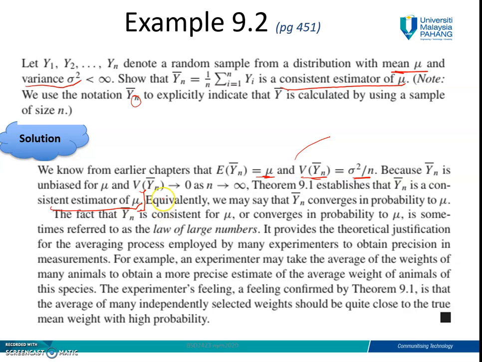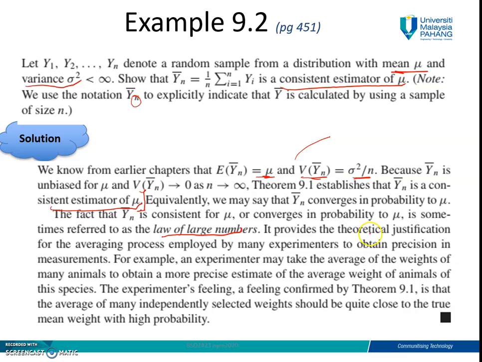So this is another explanation. Equivalently, we may say that Y bar n converges in probability to mu. You can see when n goes to infinity, the value converges to mu. The fact that Y bar n is consistent for mu, or converges in probability to mu, is sometimes referred to as the law of large numbers. We've mentioned this before in applied statistics, but how is it?